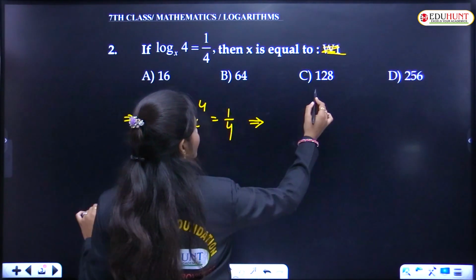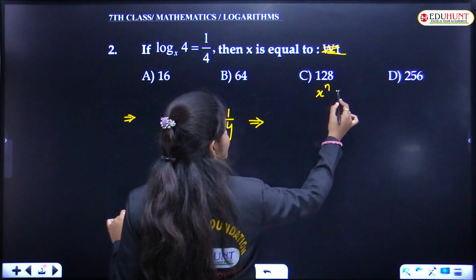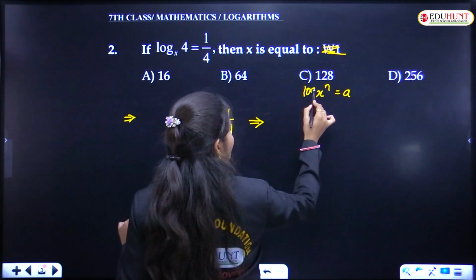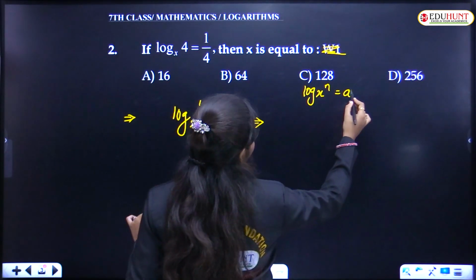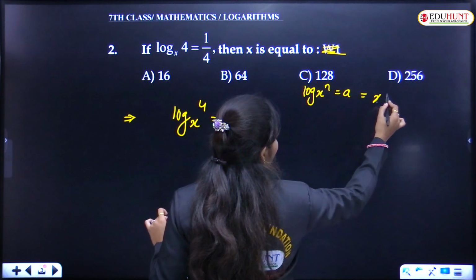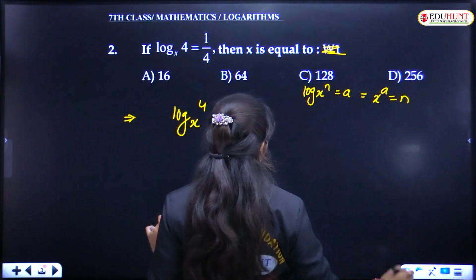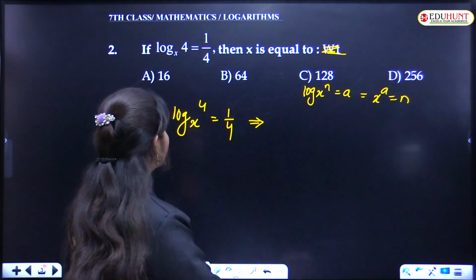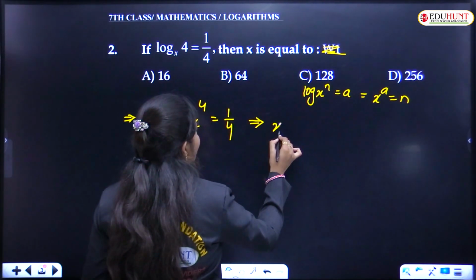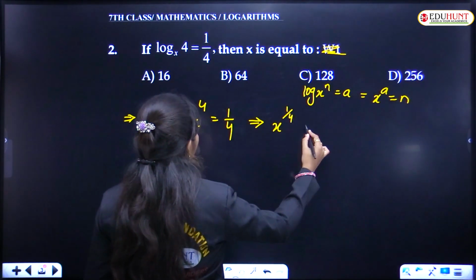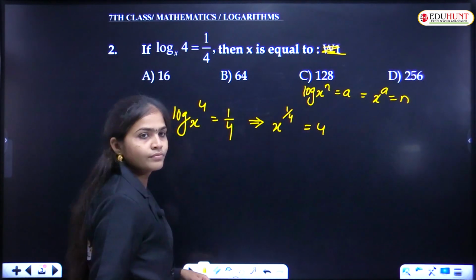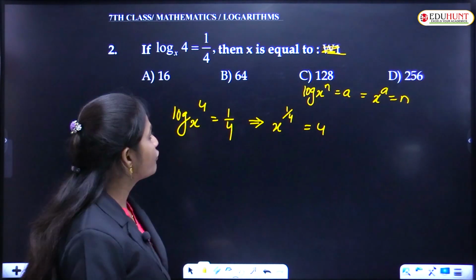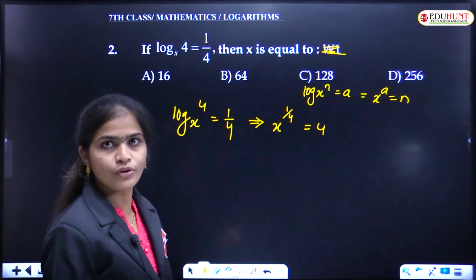So what is that exponential form? Log n to the base x is equal to a means x power a is equal to n. Like that only we discussed in one of the laws. So apply that here in exponential form. So x power 1 by 4 is equal to 4.